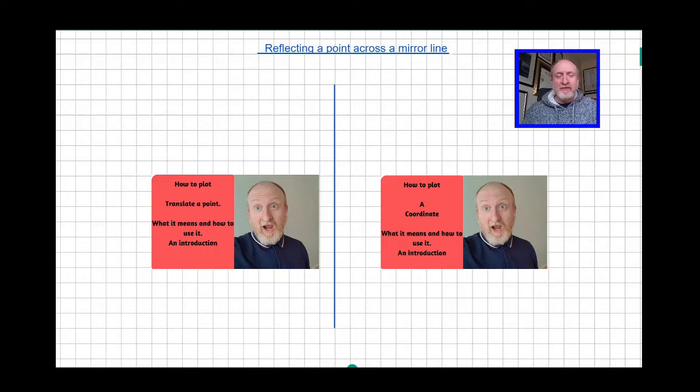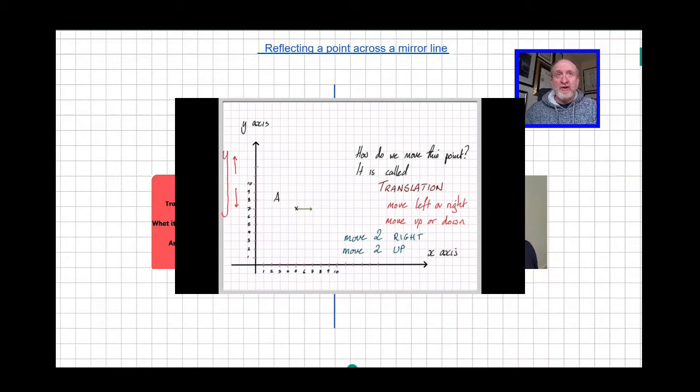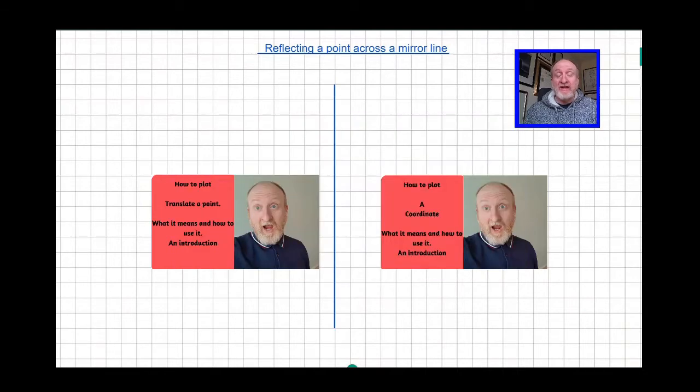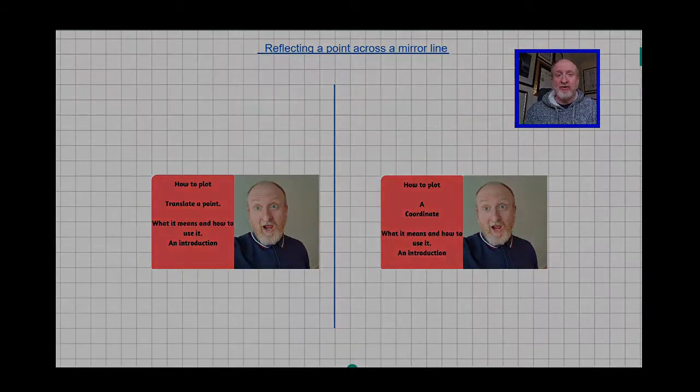Hi everybody and welcome to this video, which is about reflecting a point across a mirror line, something that people sometimes have difficulty with. I've put two logos down below in the video, you can see them here, and these are for videos that come before this one, and these are about plotting a coordinate and about translating a point, which are all key and really important things for you to know about.